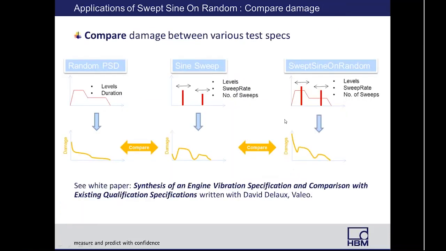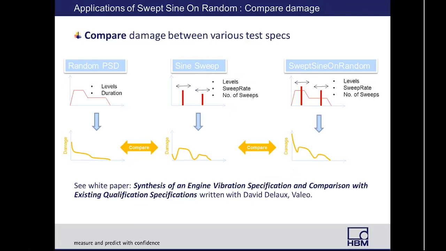Some applications of the FDS. One great application in general of the fatigue damage spectrum is to compare severities between specifications. From all sorts of input signals, we can derive a fatigue damage spectrum, and we can compare them. There's a white paper called Synthesis of an Engine Vibration Spec and Comparison with the Existing Qualification Specification that is available from our website. It's been written by David Dolo, who's a vibration specialist at Valeo, and myself.